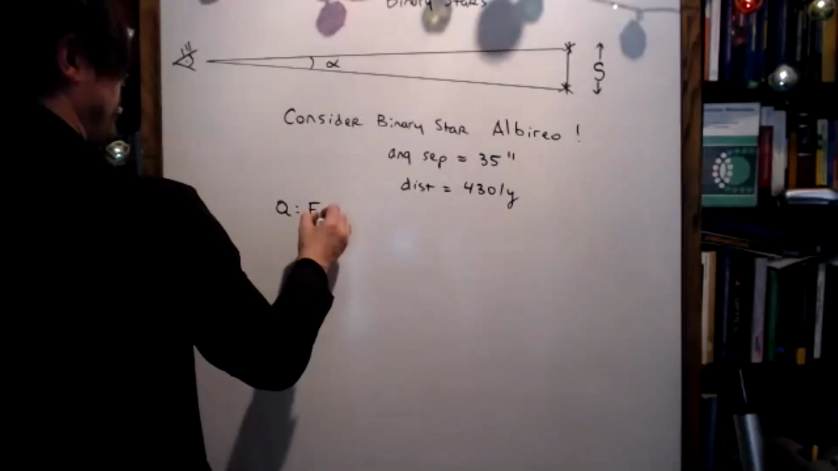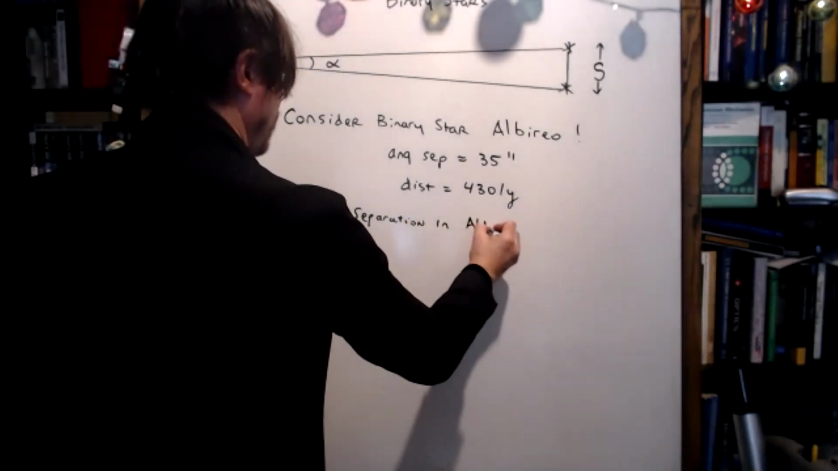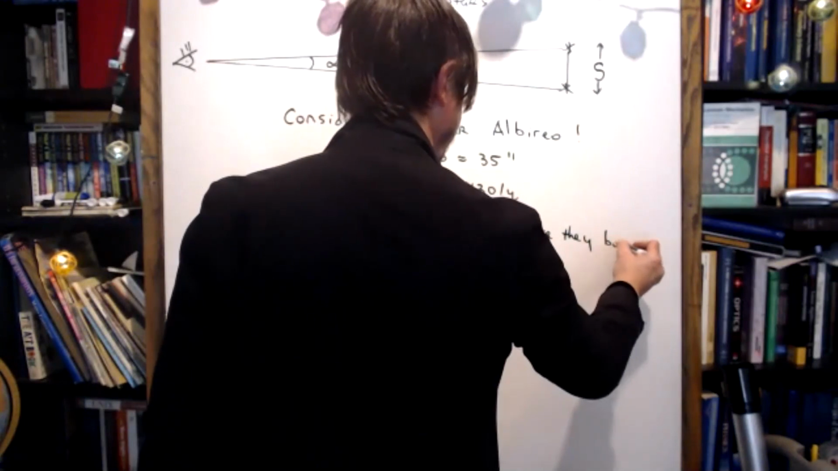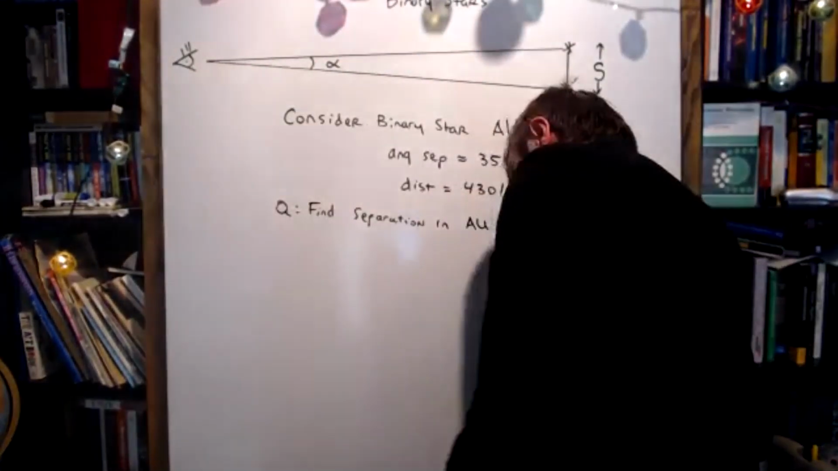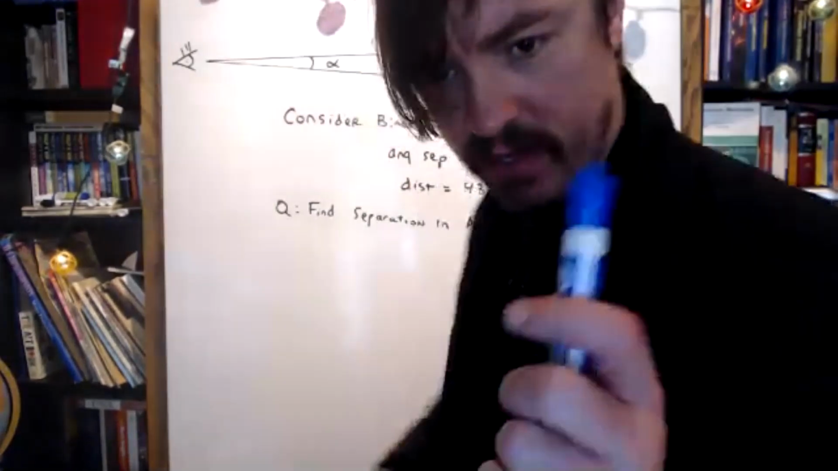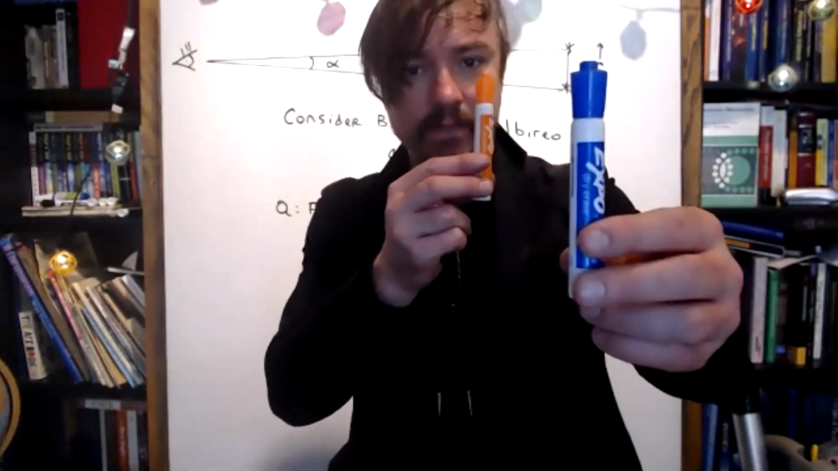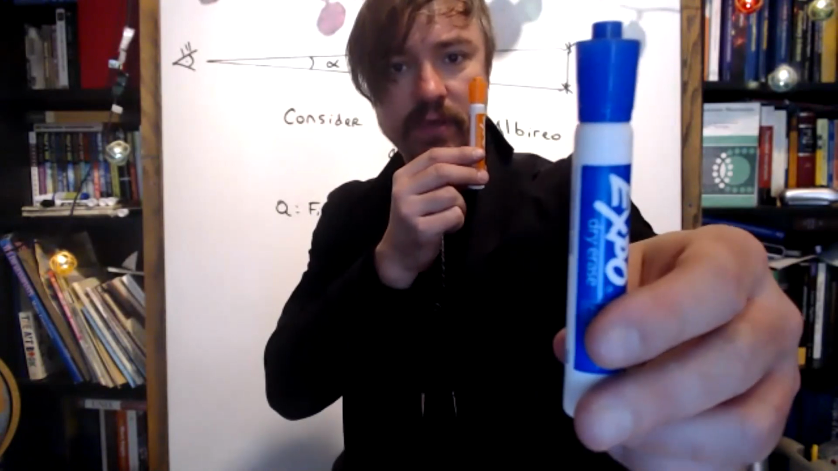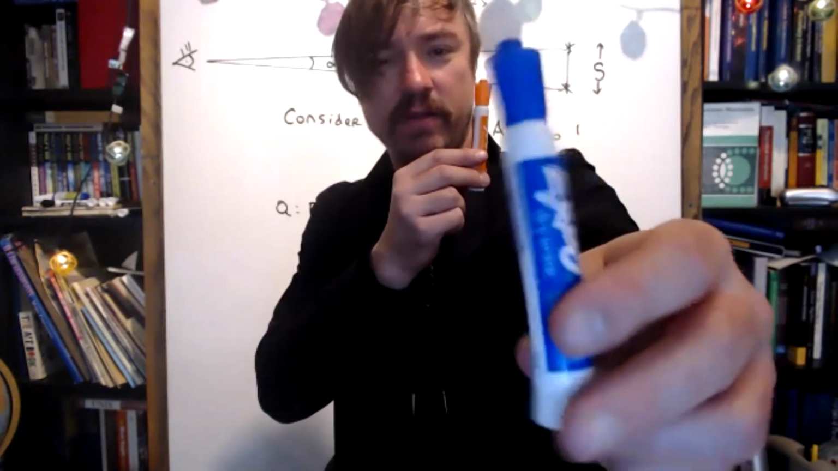Here's the question we want to answer. Find the separation in astronomical units, and let's ask ourselves, are they bound by gravity? Sometimes binary stars merely appear as binary stars. For instance, here's, let's do the right colors for Albireo, a blue star and an orange star. These two stars could be what's called an optical double. In an optical double, the two stars are actually very far apart from each other. They only appear close because they're close together in angle, and one is closer than the other.